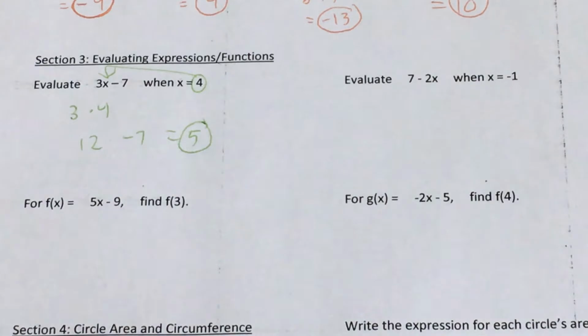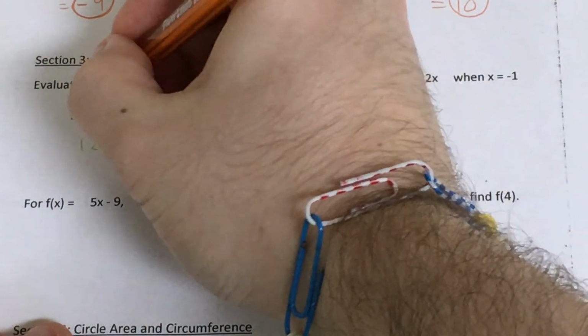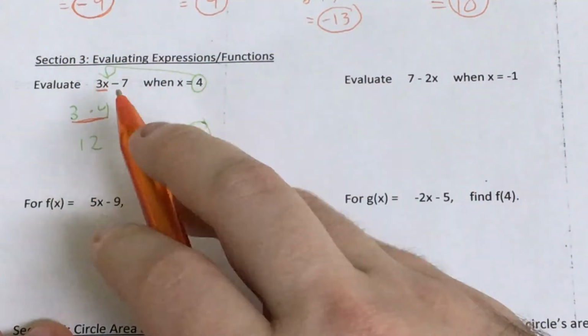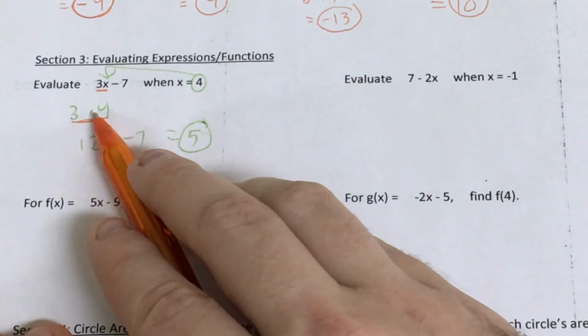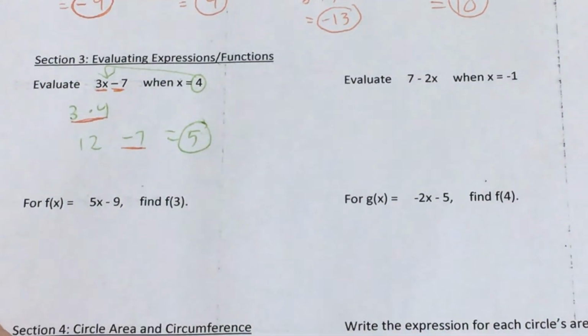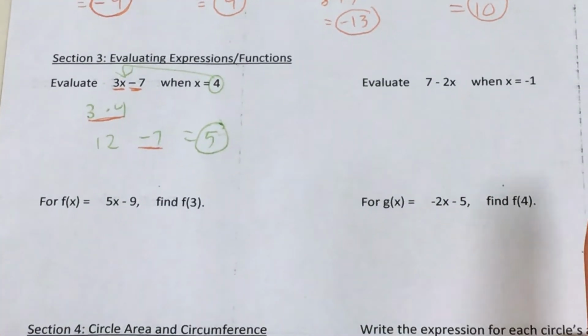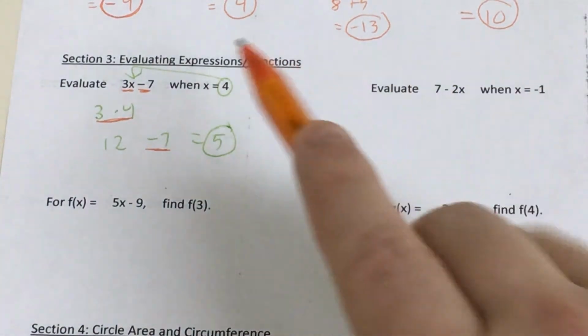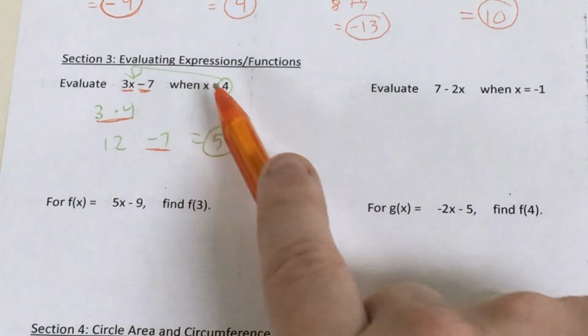So I want us to see that we have 3 times x represented, just I plugged in 4 for x, and then we still have the minus 7 represented. We're still doing every part of this expression. We're still considering every part of that expression, but we just went ahead and plugged in the number it gave us for the variable.